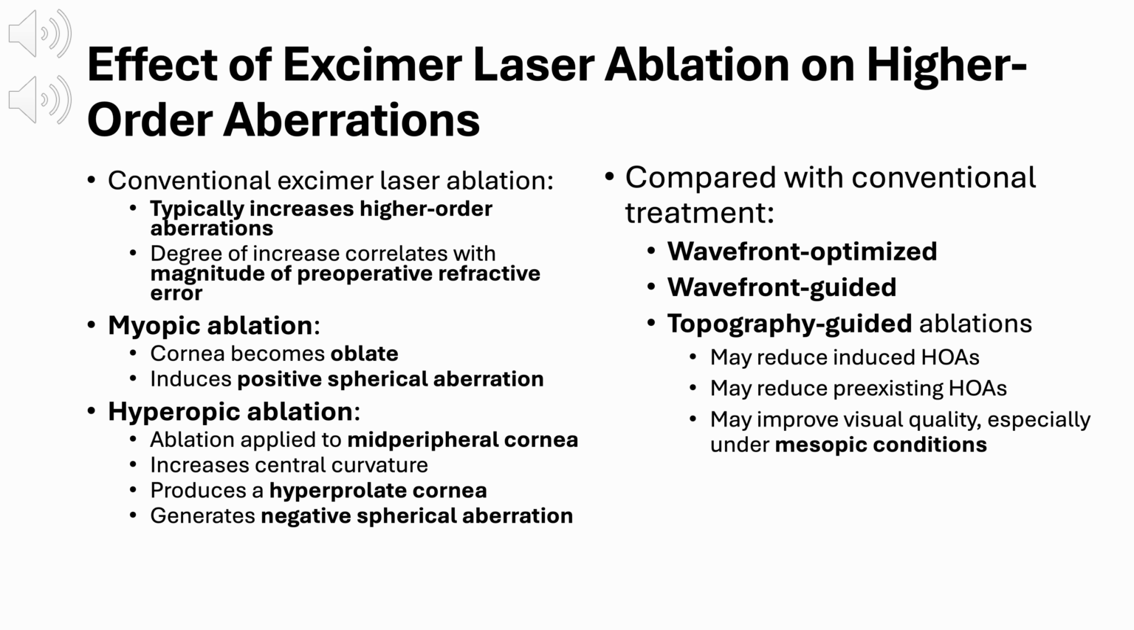Hyperopic ablations work differently. The laser is applied to the mid-peripheral cornea rather than the center, which increases central curvature. This creates a hyperprolate cornea and tends to generate negative spherical aberration. When we compare these conventional treatments to more modern approaches, the differences are important.